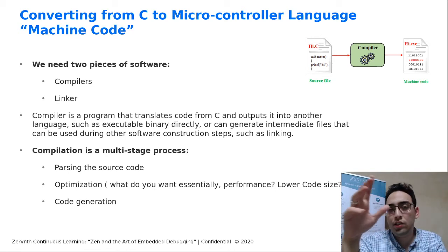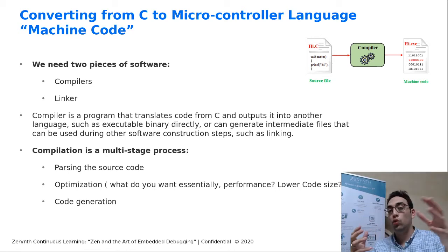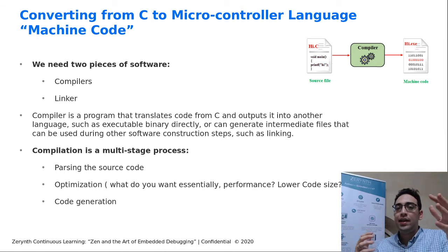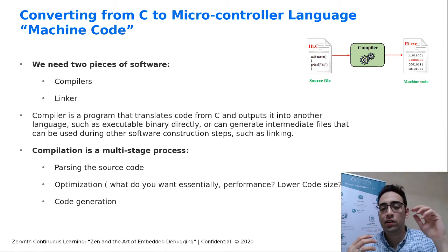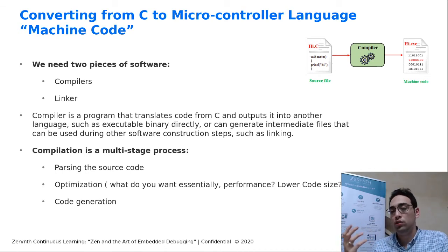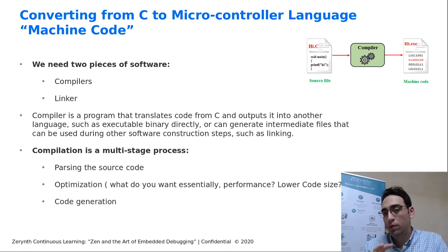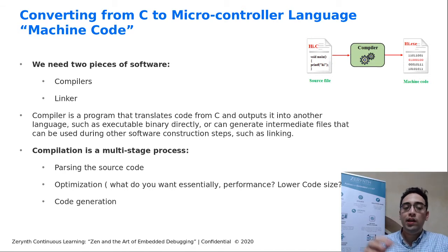The second part is optimization. So the compiler has to optimize your code, and typically it can have many options. The compiler will ask the question, what do you essentially want? Do you want the code to be fast in terms of performance, or do you want it to be efficient in terms of code size, or do you want it to be something in the middle between this and this, or do you want the compilation time to be slower? So there are many options for the optimization during the compilation phase. And then the last part of the compilation is code generation, or the object generation.